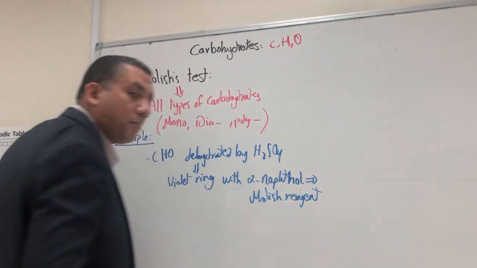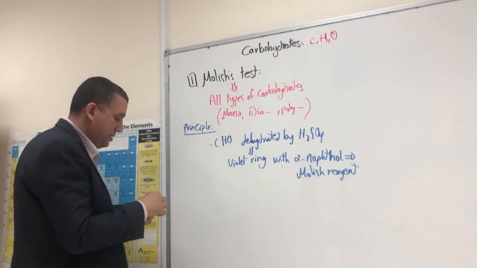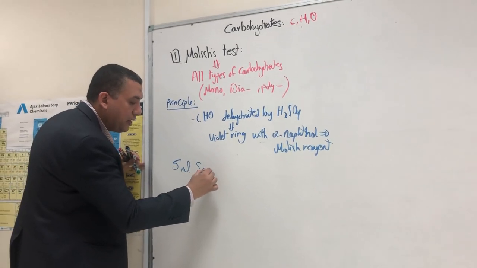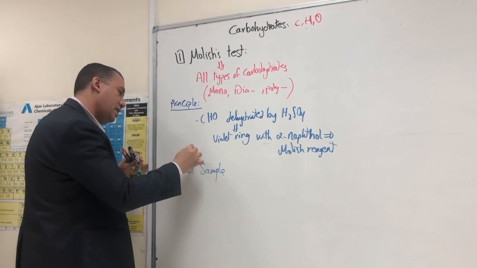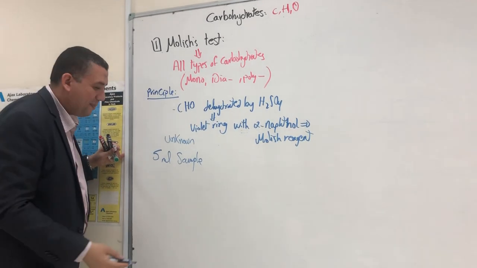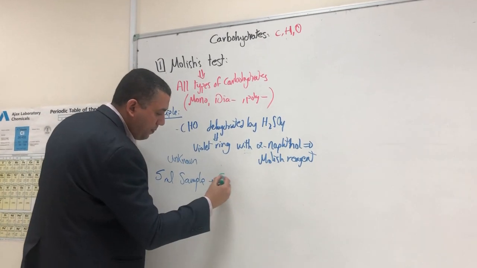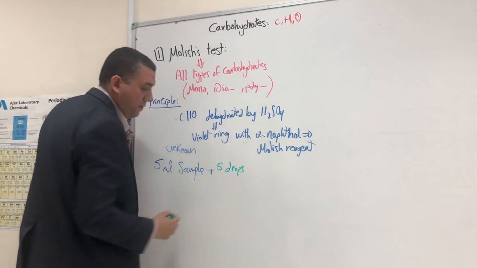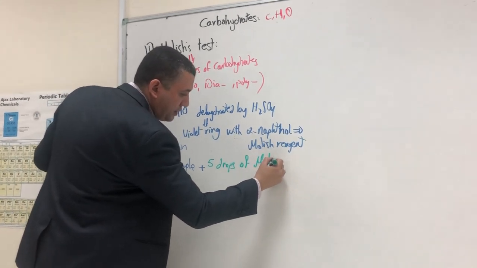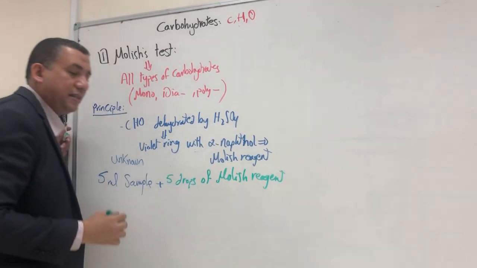Now, how can we perform the test? We perform the test as follows. We will add 5 ml of your sample. This is the unknown sample in the tube. I will explain it in the practical session. Plus 5 drops of Molisch reagent. This is the one which contains the alpha naphthol, as I said here.